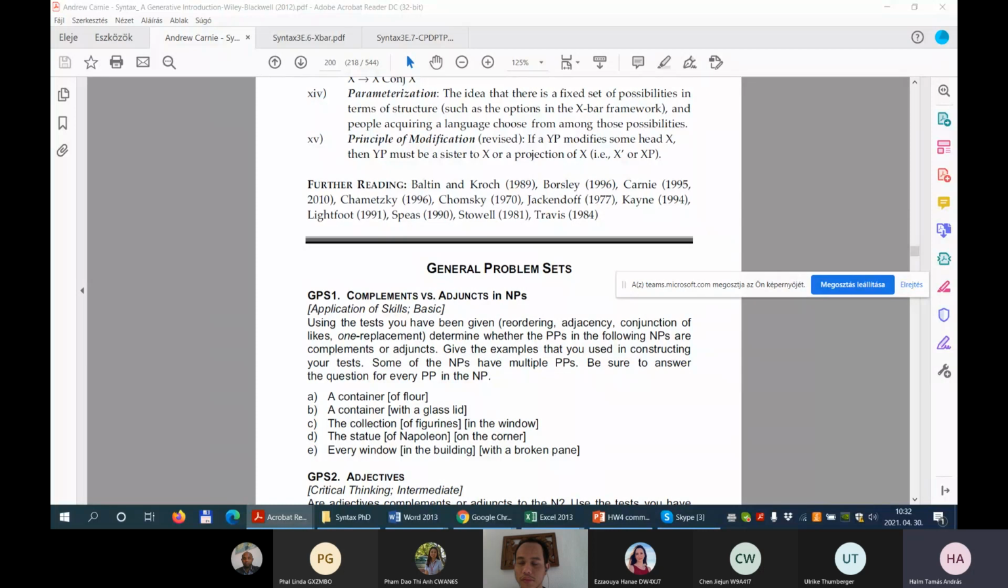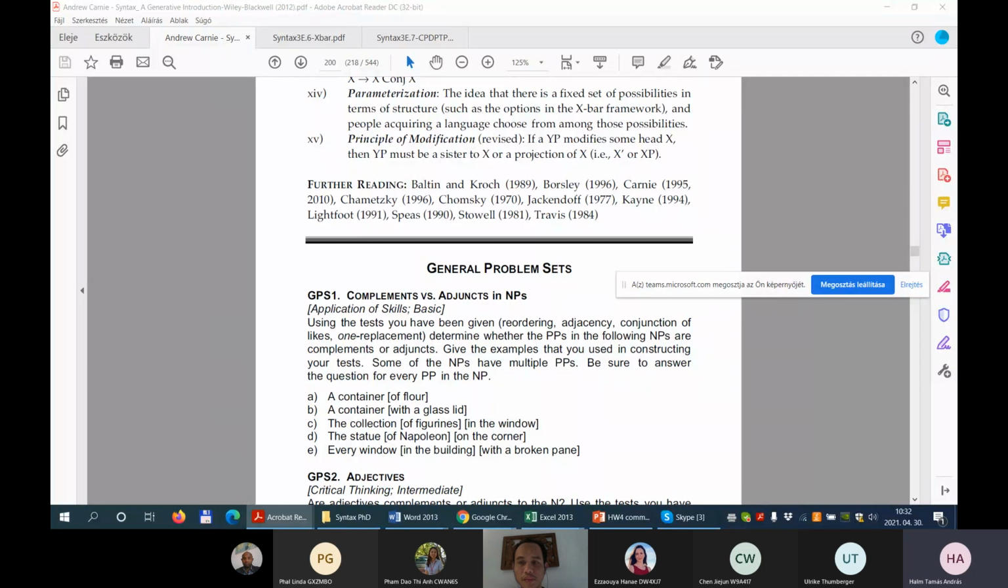You can also try adding an adjunct. So you can say a container of flour, the container of flour in the cupboard, that's fine. But you cannot say the container in the cupboard of flour. This also indicates that of flour is a complement, because complements always need to be adjacent to the head. So nothing can come between container and of flour. So we are pretty sure that of flour is a complement.